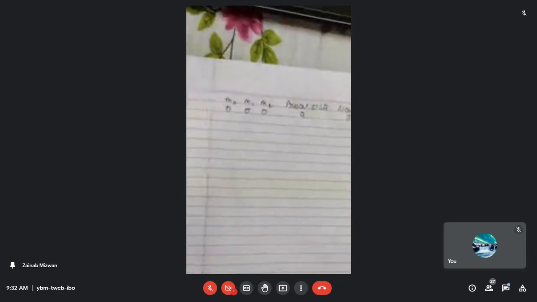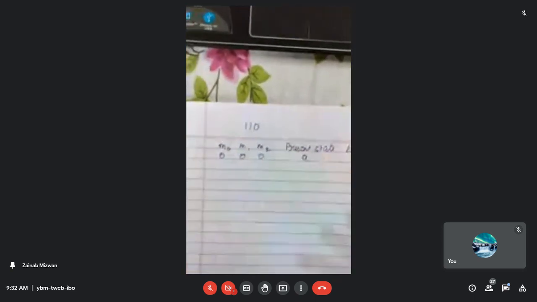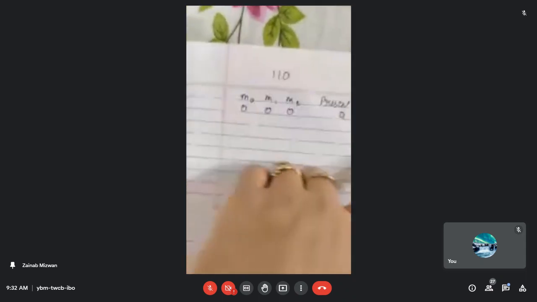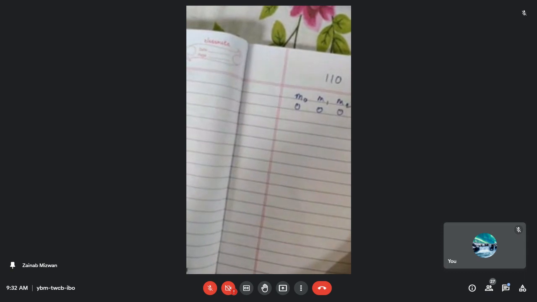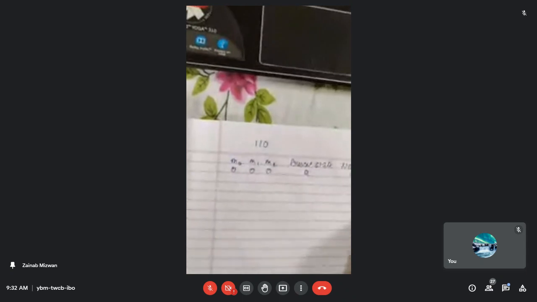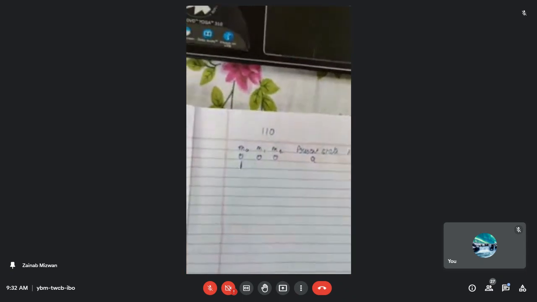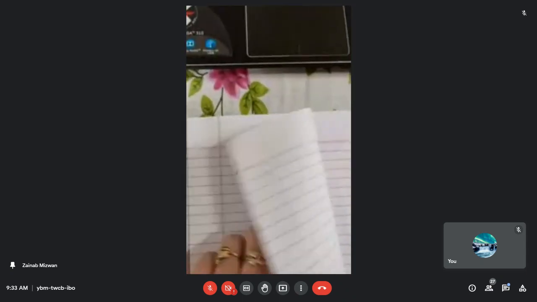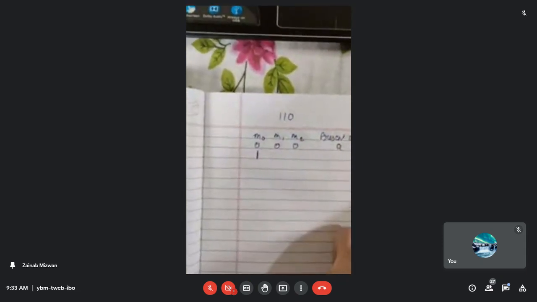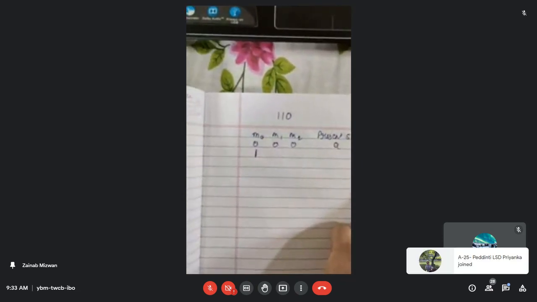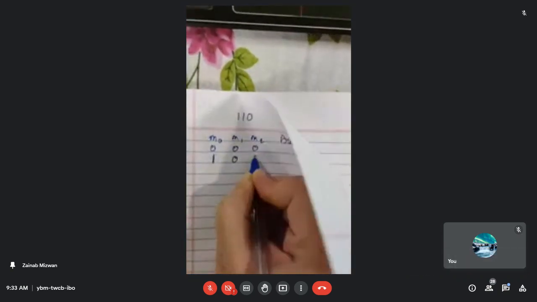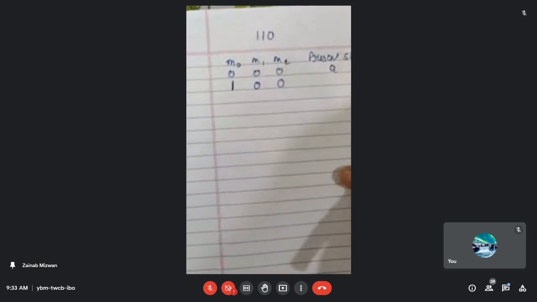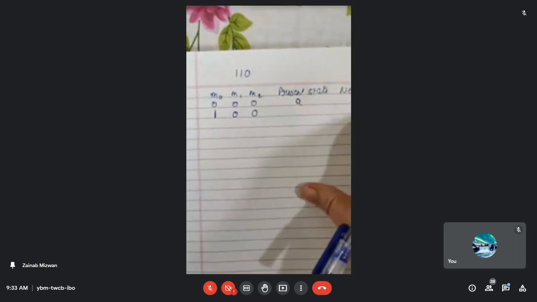Now we are transmitting the sequence 1, 1, 0. The first input bit will be 1. When the first bit is transmitted, I will write simply 1 over here. When the bit 1 is transmitted into the register M0, the 0 in M0 shifts to M1, and the 0 in M1 shifts to M2. So the contents of the registers will be 1, 0, 0: M0 has 1, M1 has 0, and M2 has 0.